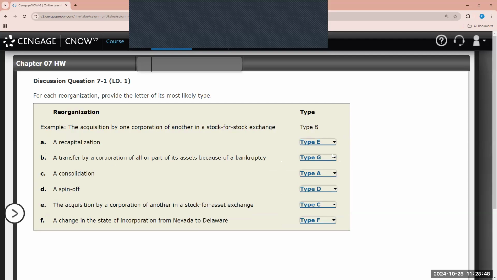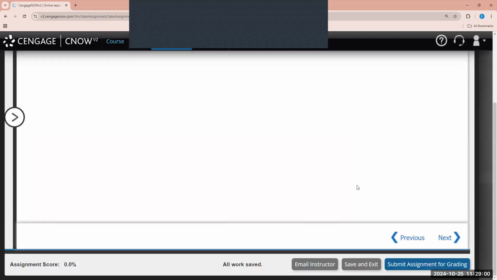All right, so again, we have types A, B, C, D, F, all the way through G. And ultimately, that's why great tax planning is going to be necessary whenever a company is deciding to reorganize.